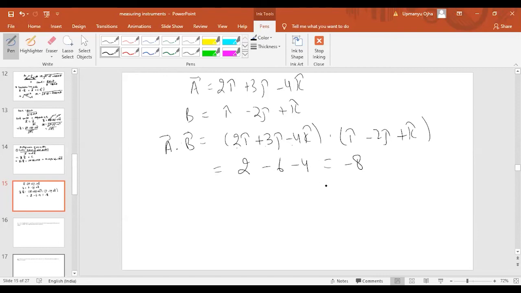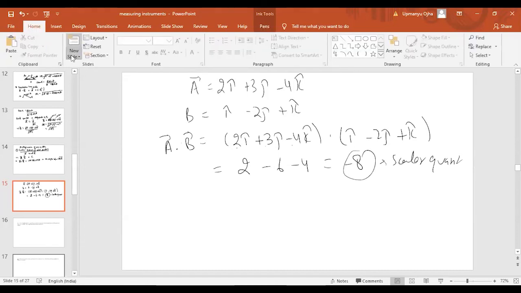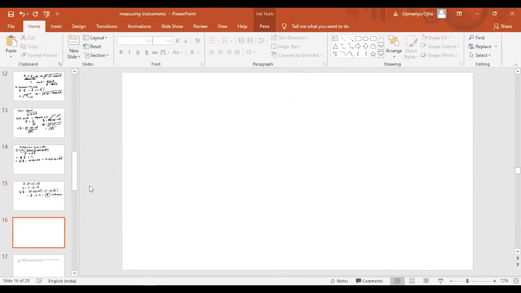Now we can see that minus 8 is what? A scalar quantity. So when we have a dot product of two vectors A dot B, then the resultant will always come as scalar quantity. So this is a scalar quantity. Now there are some properties of scalar product. Okay, there are some properties of scalar product.